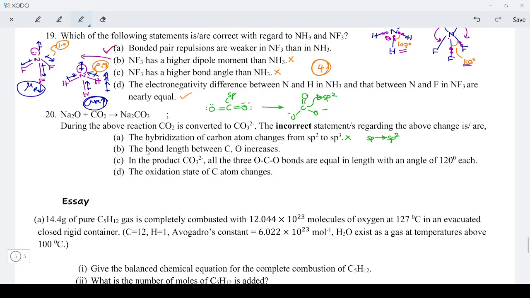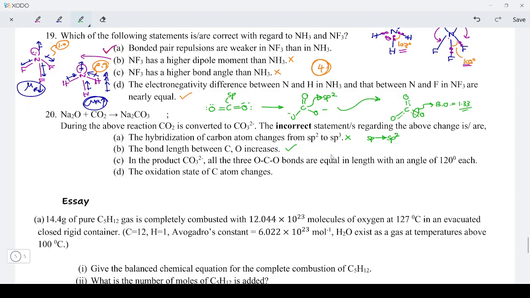The bond length between carbon and oxygen increases, yes. It is a double bond here, but now it is of an in-between single and double nature. If you remember the resonance lesson, you can think about the resonance hybrid of carbonate, which has a partial pi bond distributed. If you further remember, the bond order of the carbon oxygen bond here will be 1.33. When the bond order decreases, bond length increases. So that is true.